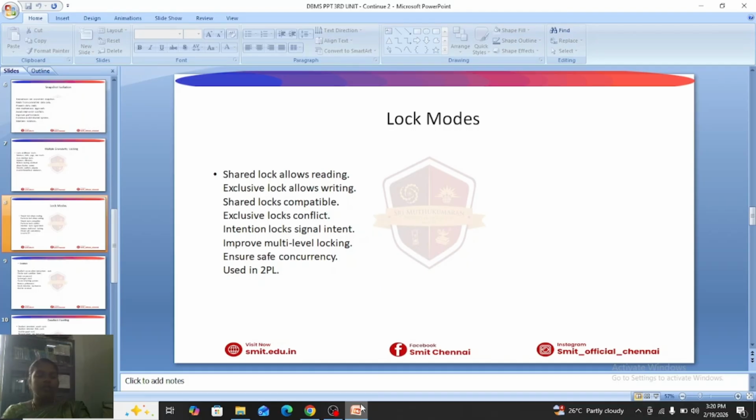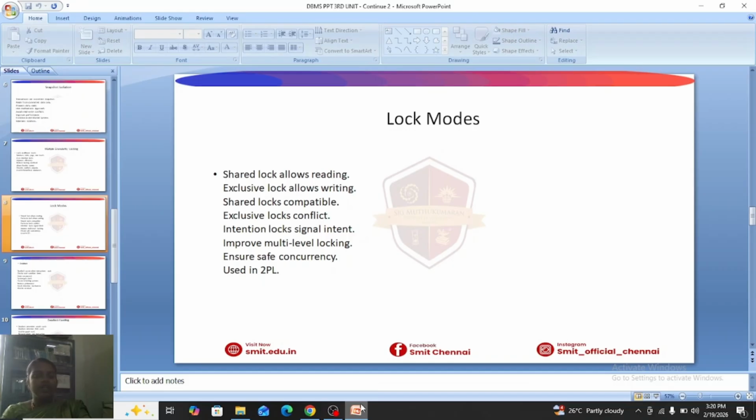Okay, moving on to the exclusive lock, which allows writing. This is called the X lock. It is used when a transaction wants to write or update data. No other transaction can read or write the item. Okay, moving on to the update lock, that is the U lock. Used to avoid deadlock. Initially taken when a transaction may update, and later upgraded to an exclusive lock.